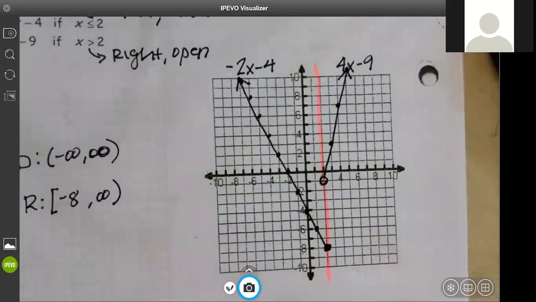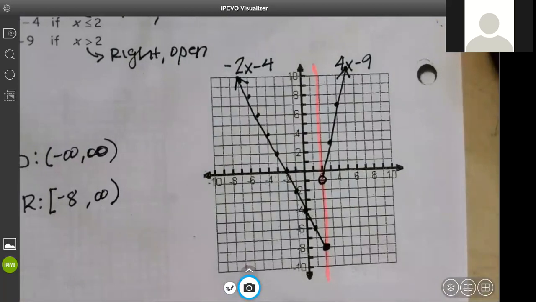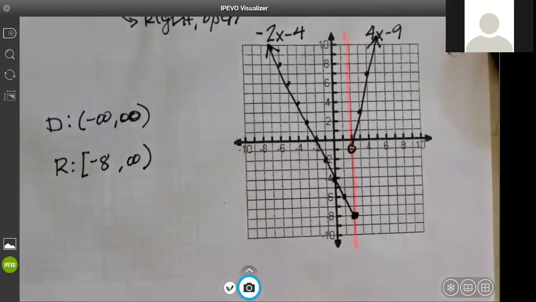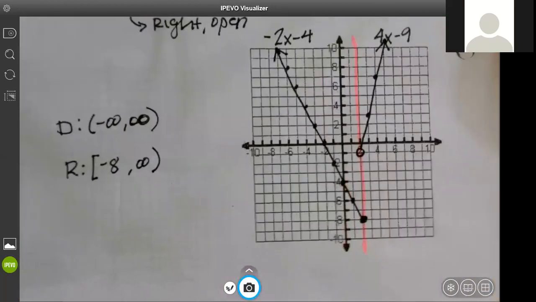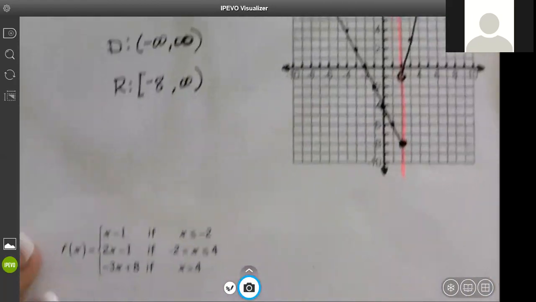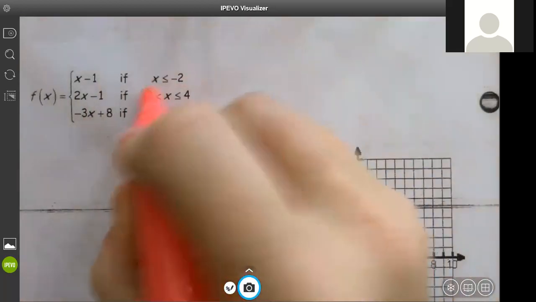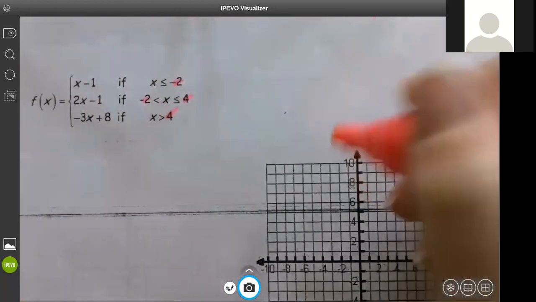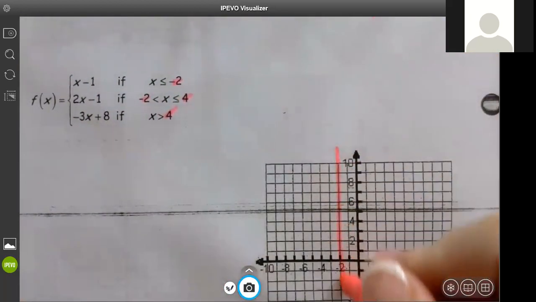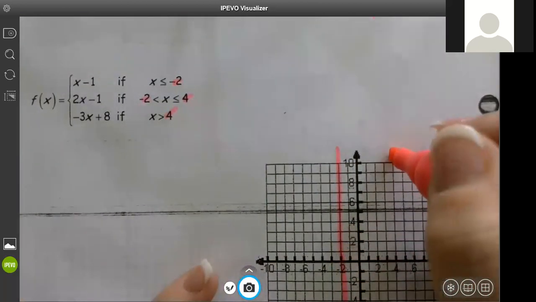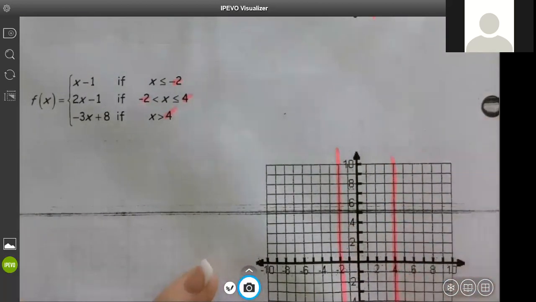All right, so look at the next one. What do you notice about the next one? Yeah, so the next one actually has 3 functions, and it's the same exact way. If it has 3 functions, it's going to have 2 boundary lines. What do you think my 2 boundary lines are? -2 and 4. So here are my boundary lines at -2 and 4.